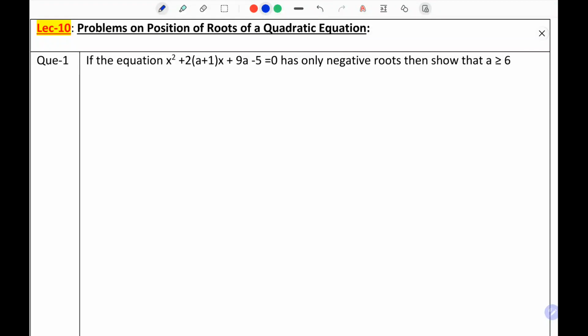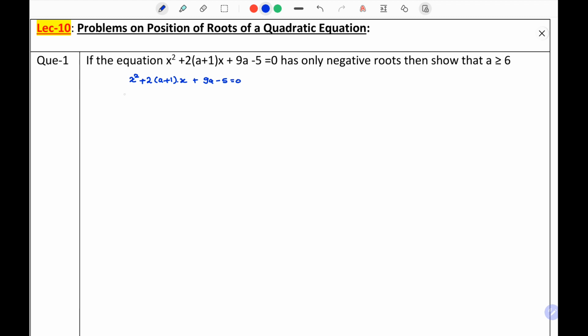First question on the position of the roots of a quadratic equation. If the equation x square plus 2 into (a plus 1) into x plus 9a minus 5 equal to 0 has only negative roots, then show that a is greater than or equal to 6. Given equation is x square plus 2(a plus 1)x plus 9a minus 5 equal to 0.